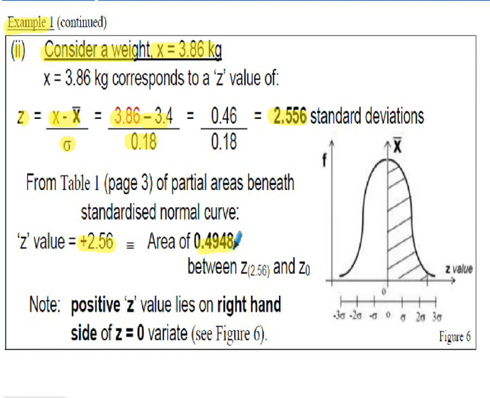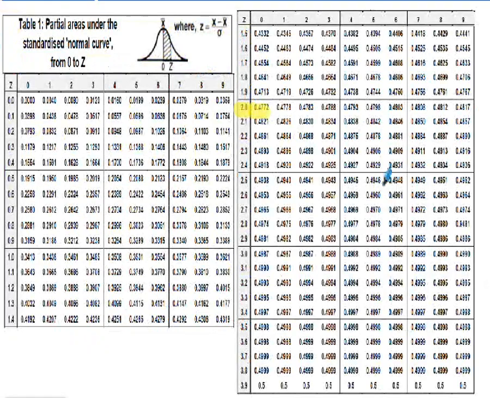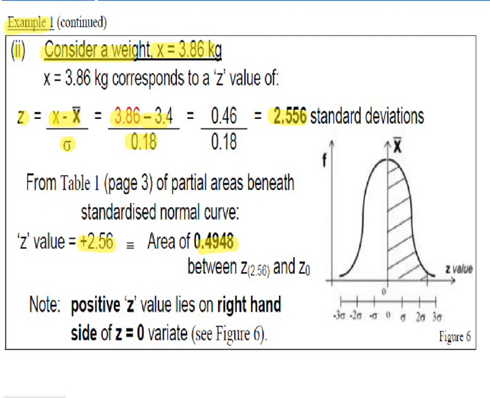If we now look at the table for the value of 2.56 as a variate, we will get the area of 0.4948. Again, if I go and look for 2.56, here's 2.5, and I go along to the 6th column here, which is this one here, we can read 0.4948. So the area from the mean value at 2.56 standard deviations to the right, now on the positive side, gives us this partial area from the table. Again, the shaded region under the curve.